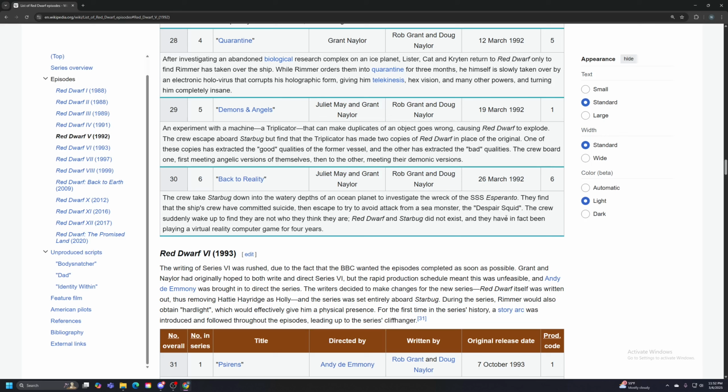Episode 5. Demons and Angels. An experiment with a machine, a triplicator, that can make duplicates of an object goes wrong, causing Red Dwarf to explode. Okay. The crew escape aboard Starbug, but find that the triplicator has made 2 copies of the Red Dwarf in place of the original. One of those copies has extracted the good qualities of the former vessel, and the other has extracted the bad ones. The crew board one, first meeting angelic versions of themselves, then the other, meeting their demonic versions.